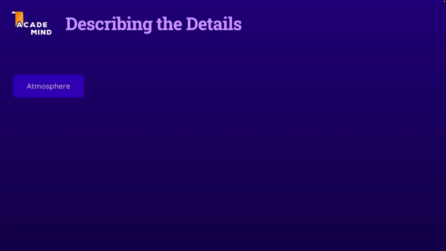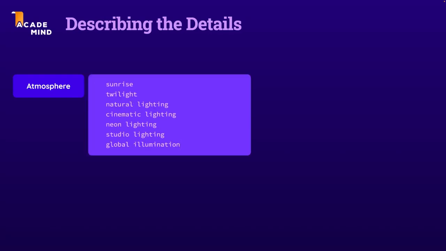In addition to the background, we also have the atmosphere as the last part in our details section. The atmosphere is a big word and contains many different things to describe in here. These things include the time of the day. Is it sunrise, twilight, day or night in general?